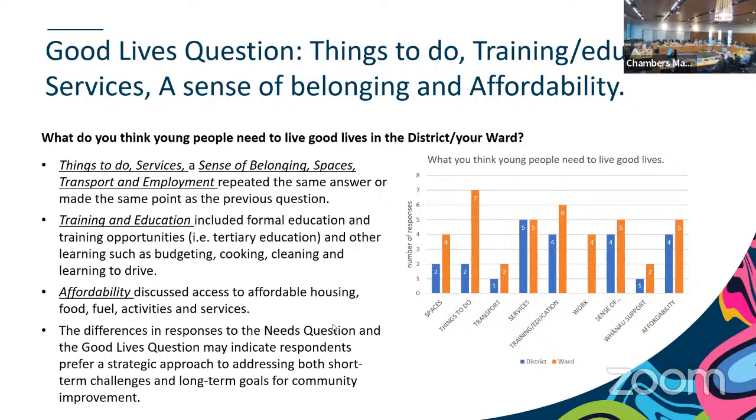Training and education included both formal and informal training opportunities. So tertiary education, university, Ara, and other learning opportunities such as budgeting, cooking, learning to drive. Affordability discussed mainly around affordable housing and the affordability of food, fuel, activities and services.